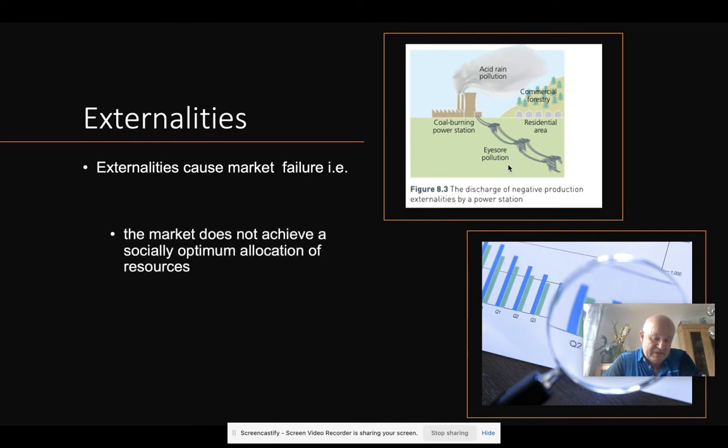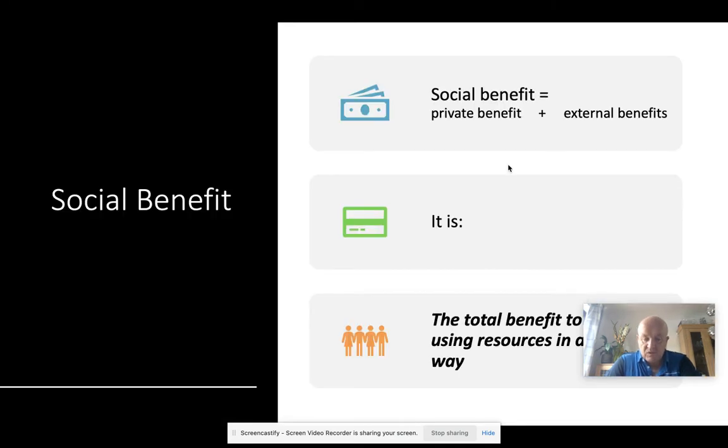What that means is that the market is possibly not achieving the socially optimum allocation of resources, and that considers the social benefit and also the social cost of this particular good or service being produced or provided. When we look at social benefit, we have to consider two things: the private benefit that each individual will get from consuming that particular good or service, but also some of the external benefits.